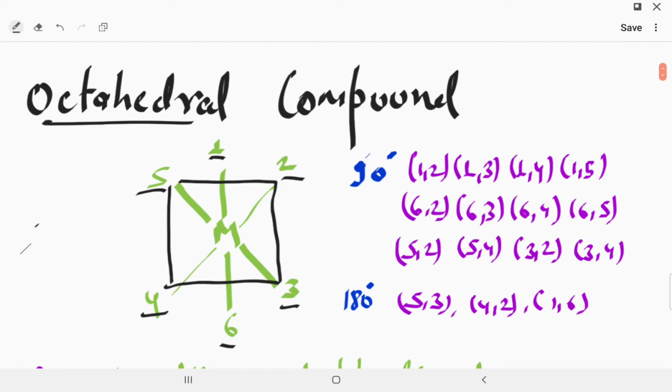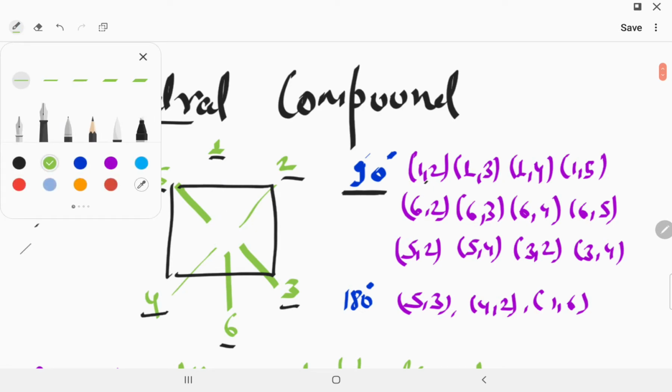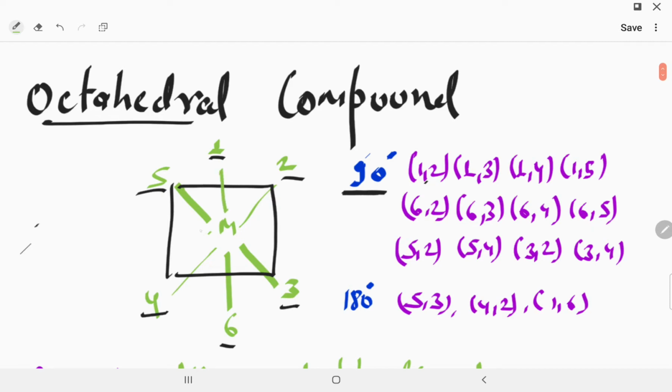Now understand, you are able to see the 90-degree angles: 1 and 2 are at 90. 1 and 3 are in the same plane, and 1 is above, so 1 is at 90 with 2. So we can say directly, this is the central atom and ligands. One is at 90 with 2, also with 3, with 4, and with 5. Similarly, 6 is at 90 with 2, 3, 4, and 5 also.